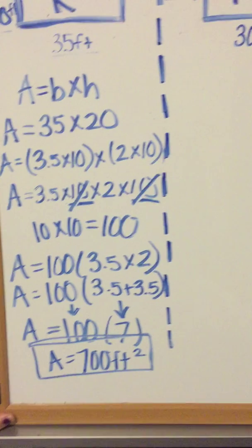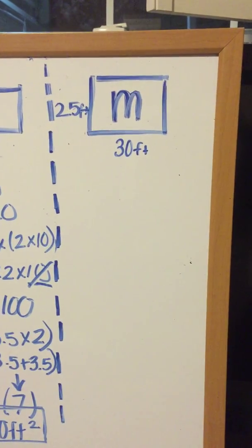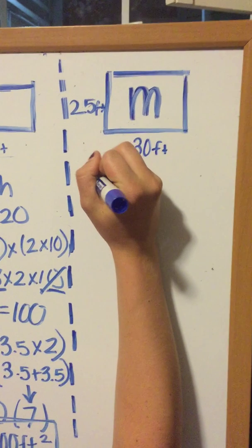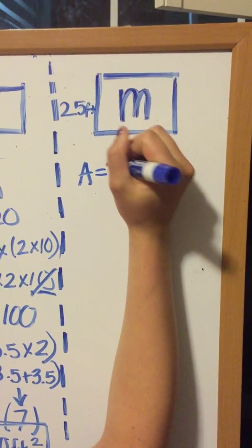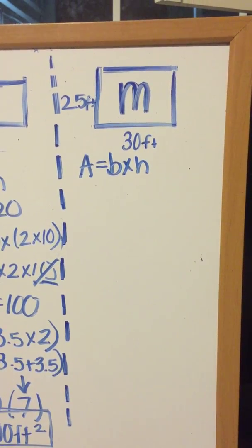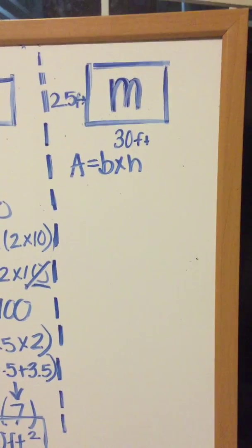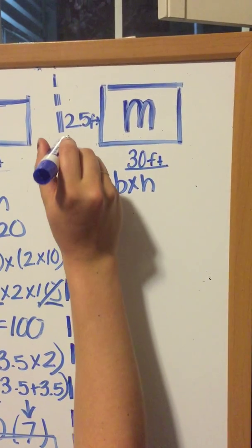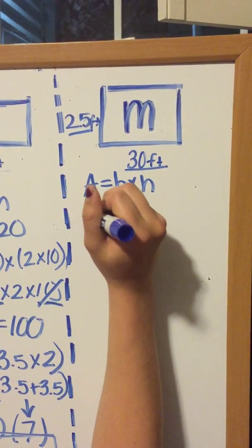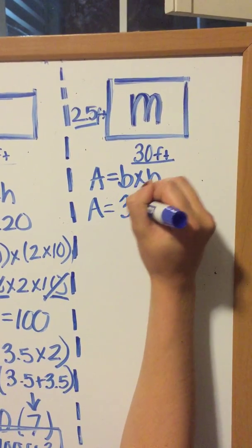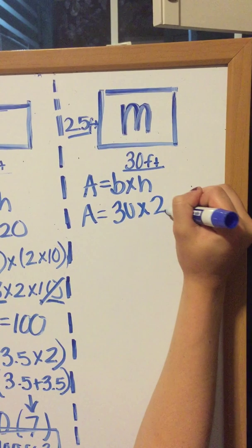Let's move on to McKenna's garden. Again, since we're finding area, the formula that we will be using is area equals base times height. This is the area of a rectangle. The base of McKenna's garden is 30 and the height is 25. So the area of McKenna's garden is 30 times 25.